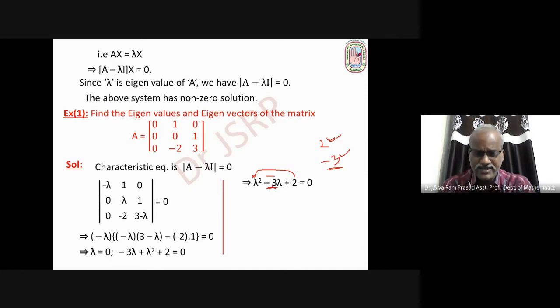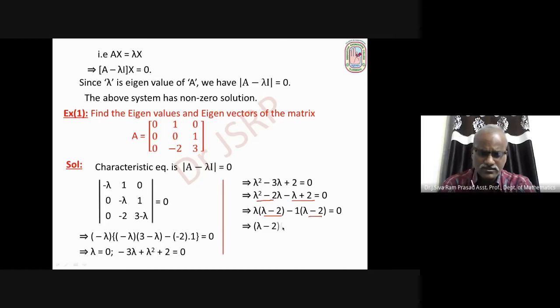So write this minus 3 lambda as minus 2 lambda minus lambda. So this is lambda square minus 2 lambda minus lambda plus 2 equal 0. Take lambda common: lambda into lambda minus 2, take minus 1 common: minus 1 into lambda minus 2 equals 0. So take lambda minus 2 common, into lambda minus 1 equals 0. So lambda minus 1 is 0, that means lambda equal to 1, lambda minus 2 is 0, that means lambda equal to 2. Okay. So here we have lambda equal 0.